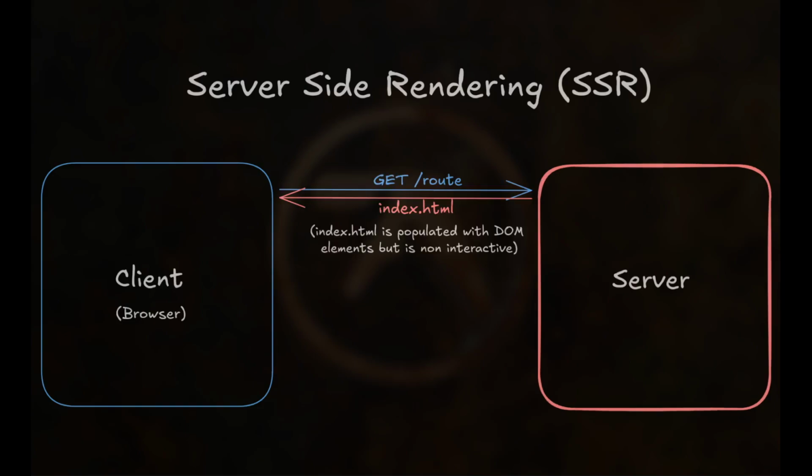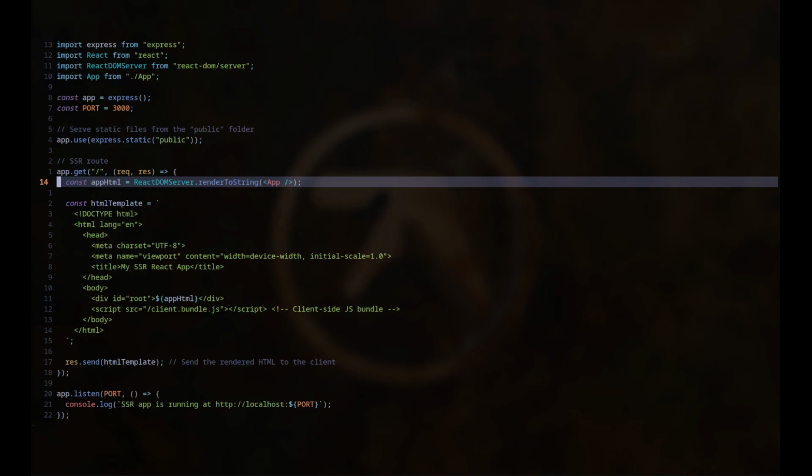Again, we have our client, and when we load a particular route, this time we don't get an empty HTML page. At least the user is able to see something, but it is still non-interactive. This is how a very simple SSR setup might look like. The main thing to look out for is the render to string method exposed by React DOM server. What it does is, given a React component, it converts it into an HTML string.